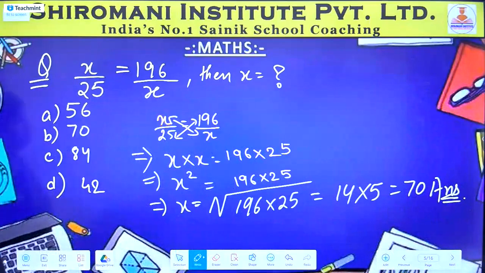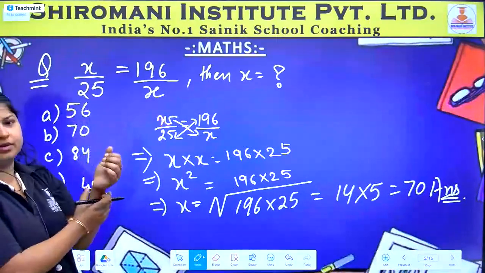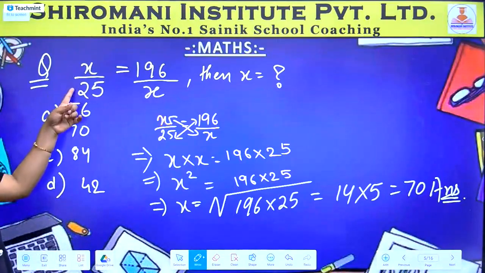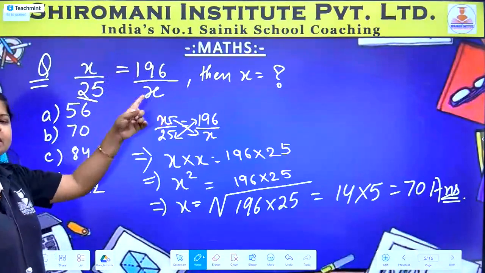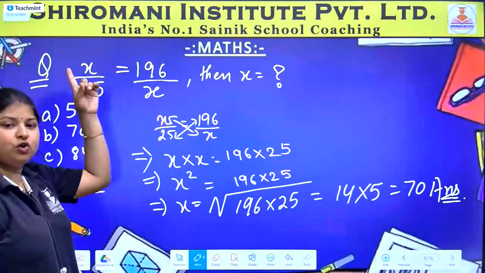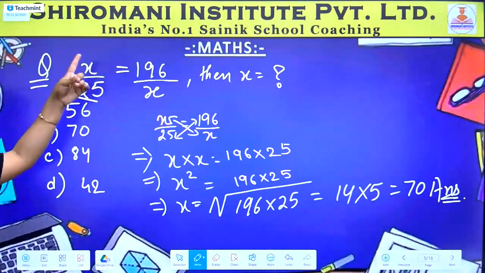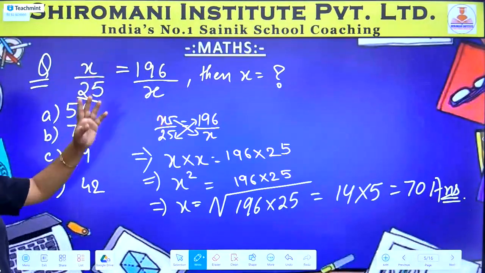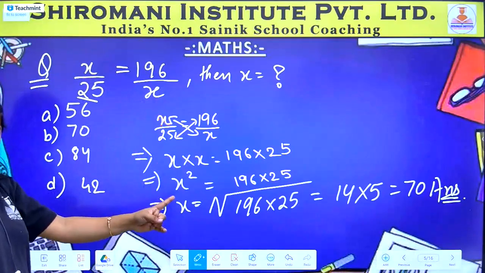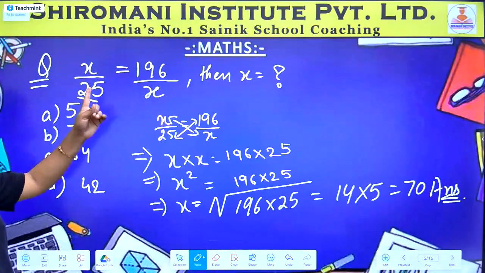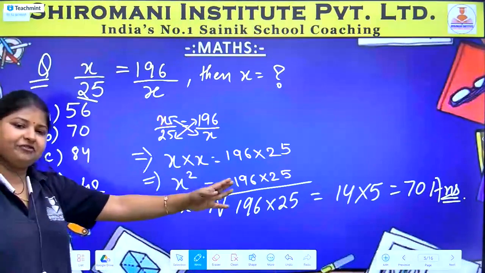Right, Ajish? Okay, see. Once again, we shall learn this. X upon 25 is equal to 196 upon x. Whenever you have this kind of question, you cross multiply. This x shall be multiplied by this x, so x into x becomes x square. And 196 multiplied by 25.